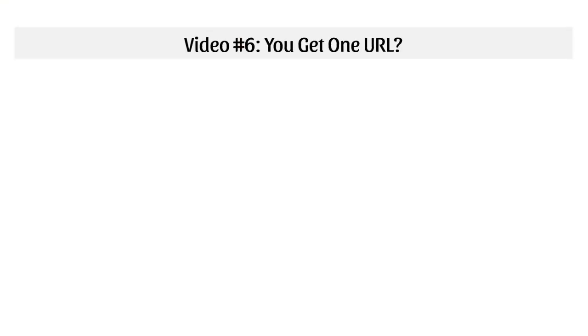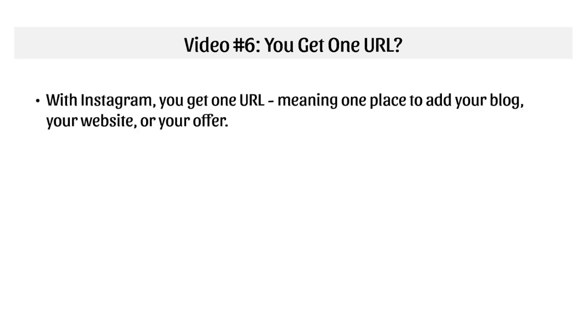All right, welcome back. This is video number 6. It's called You Get One URL. So that's the reality with Instagram, you get one URL, meaning one place to add your blog, your website, or your offer. It's not like Facebook where you can create a post every single time and put a URL directly to your offer. You get one URL, so you got to choose it wisely.